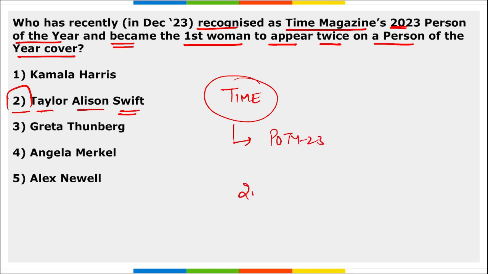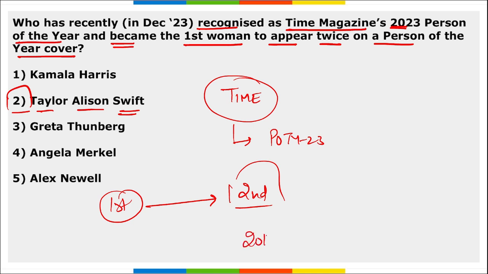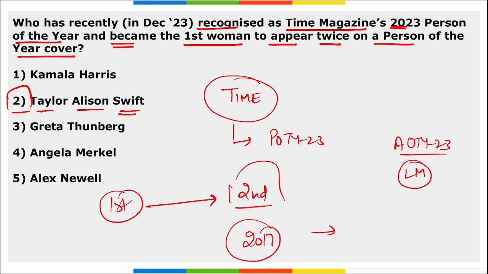And this is for the second time, and she became the first woman to appear a second time on the Person of the Year cover of Time Magazine, right? Mark this. Before 2023, it was in 2017. And also, she is the fourth individual selection who was born in the last 50 years for this title. If I ask you who has been named as the Time Magazine's Athlete of the Year 2023, Lionel Messi. Who has been named as the CEO of the Year 2023? Sam Altman.